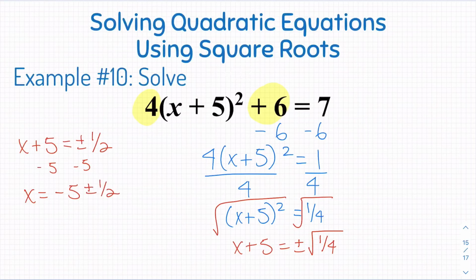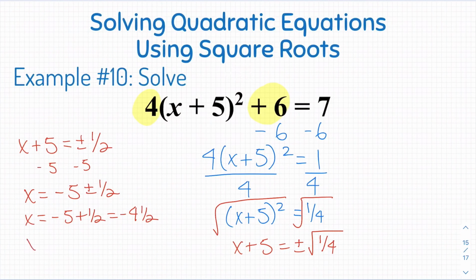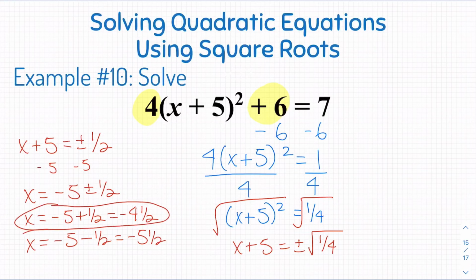So unlike all the other examples we've done today in this lesson, you can actually simplify this down. That 1 half is not a radical, it's rational. So you can break it down and say, well, x equals negative 5 plus a half, so negative 4 1/2, and x equals negative 5 minus a half, so negative 5 1/2. So those are actually your two solutions. And remember, we're talking about quadratics, so every equation will have at most two solutions.